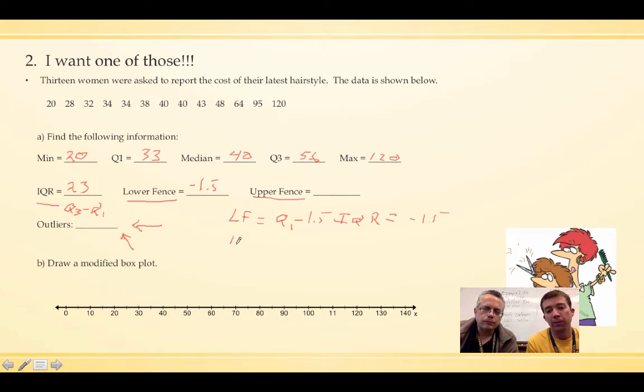Also remember with the lower fence, don't get confused that it's negative, even though it doesn't really make sense for our data.